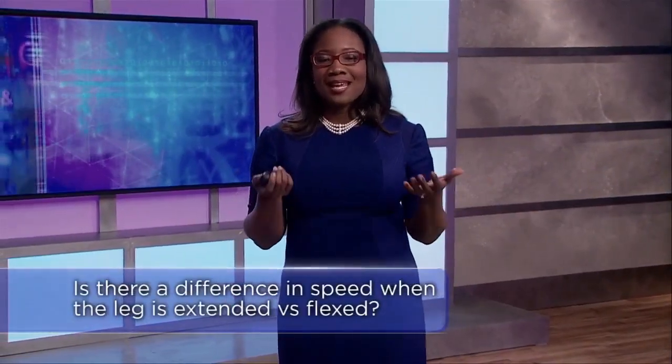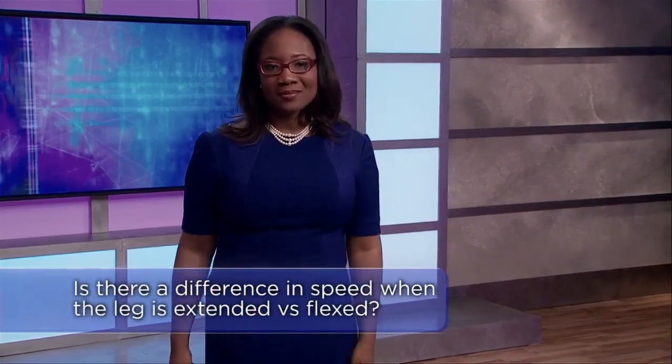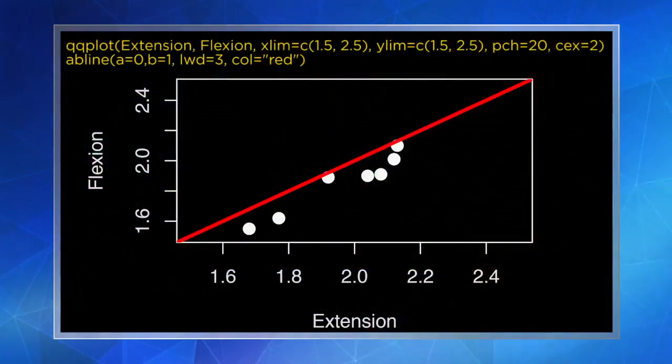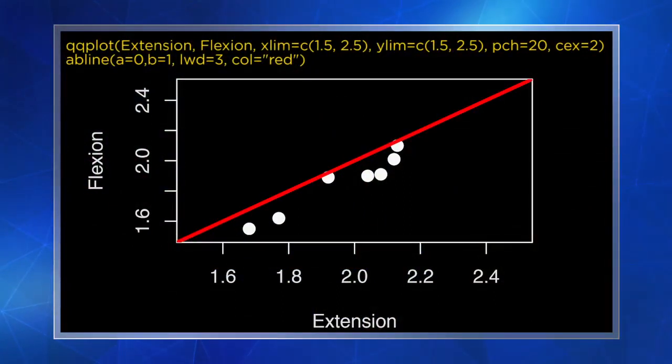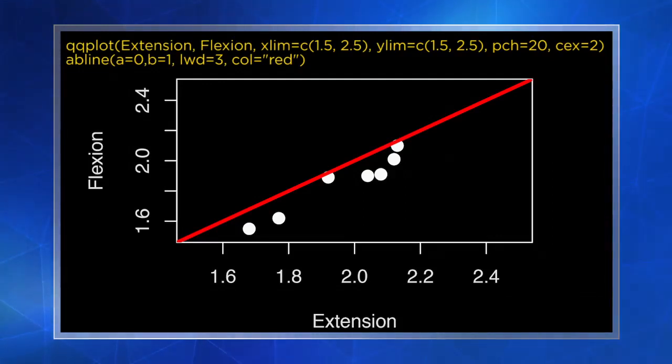All right, so what's the big question? What we really want to know is, is there a difference in the speed when the leg is extended versus when it's flexed? Now, here's a paired plot of our data with extension on the x-axis, and here you see flexion on the y-axis. Now, if there was no difference, we would expect these points to fall along the red line, right, where x equals y. And they're not too far off, right? They fall slightly below the line with a preference toward extension.